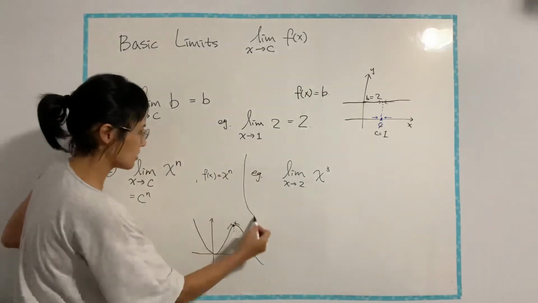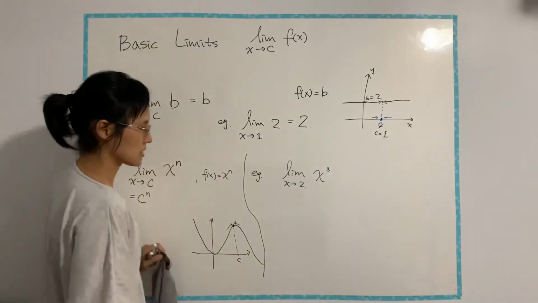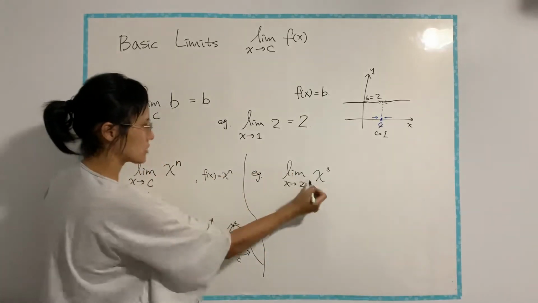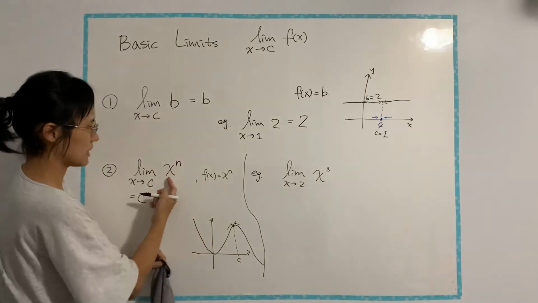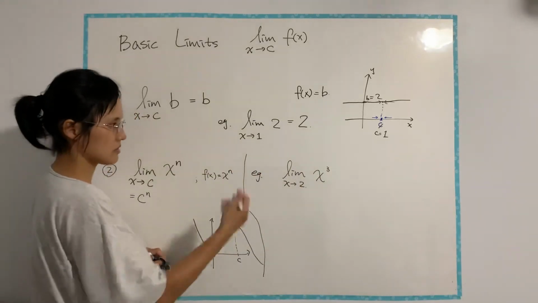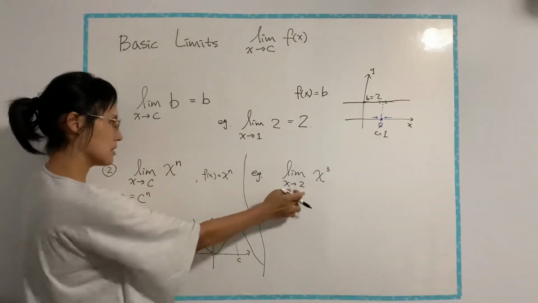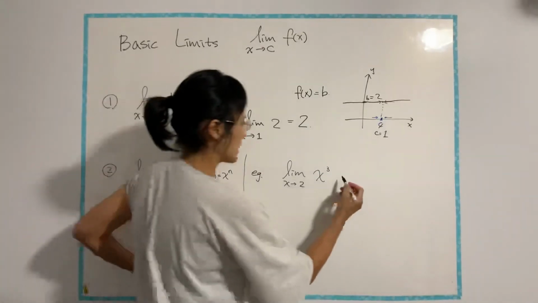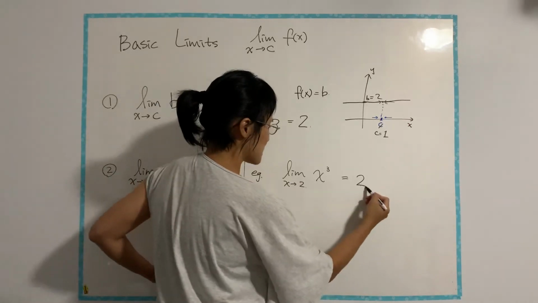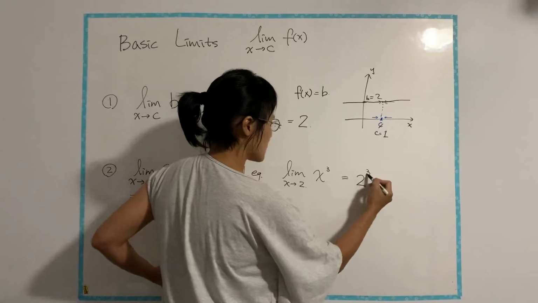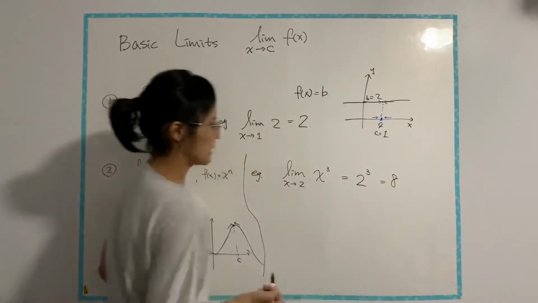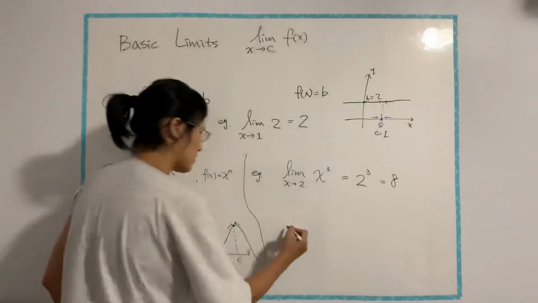Let's go to this concrete example. Compare the format x to the power 3, so it's the same format as x to the power n with n given as the number 3, and c is the number 2. According to the rule we learned, what is this? We simply plug 2 into the x, so this is 2 to the power 3, which is equal to 8.